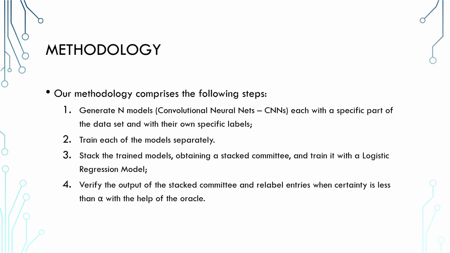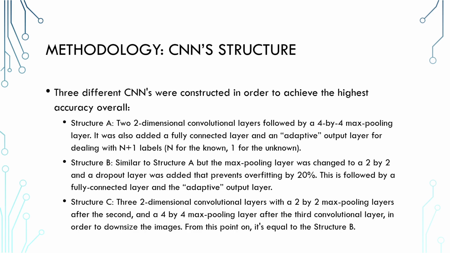Our work consists of n models, these being convolutional neural networks, each with a specific part of the dataset and with their own specific labels. Then, we train each model separately. Our next step was to stack the trained models, obtaining a stacked committee, and chain it with the logistic regression model. Lastly, we verify the outputs of the stacked committee and we label the entries, when certainty is less than a certain value alpha, with the help of the oracle.